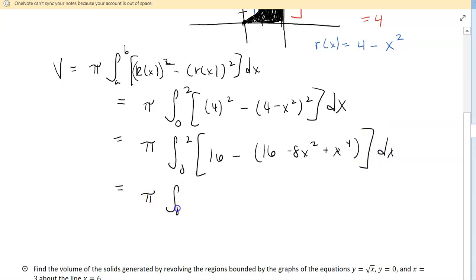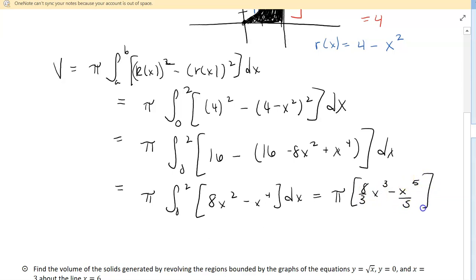And when I distribute and simplify, I will have 8x squared minus x to the 4th. The 16s cancel out. So that's going to be pi times 8/3 x cubed minus x to the 5th over 5 from 0 to 2.